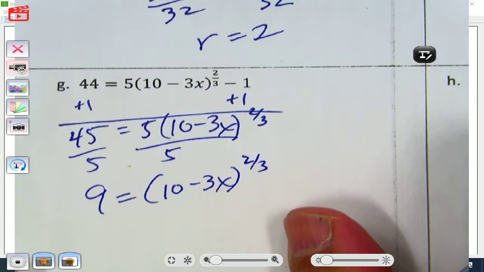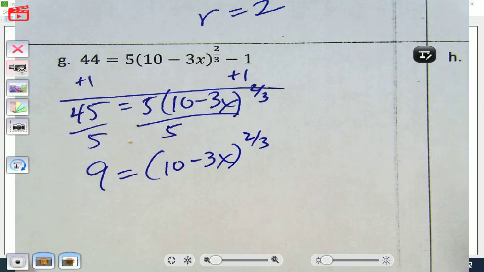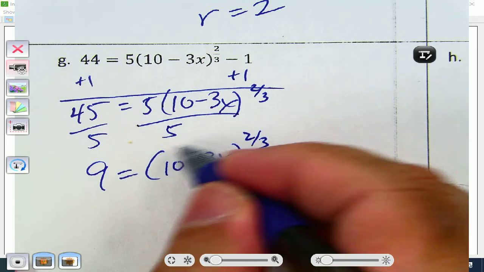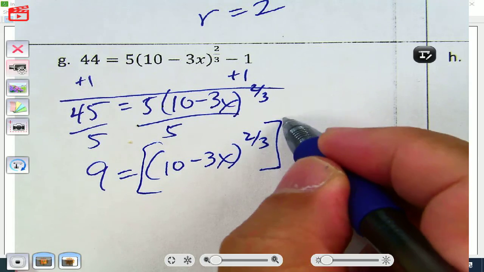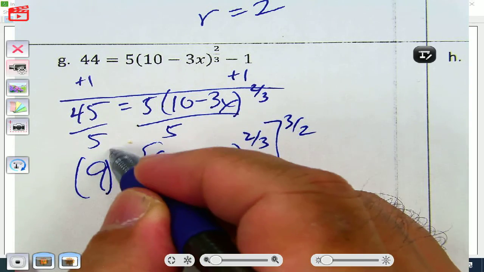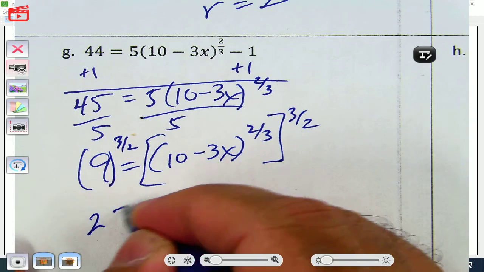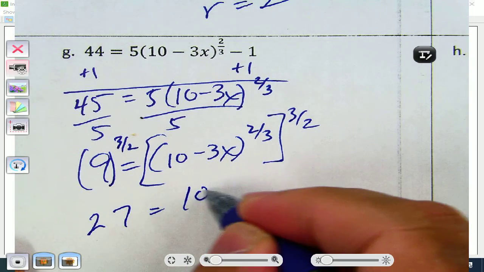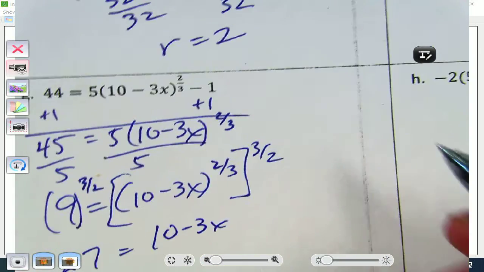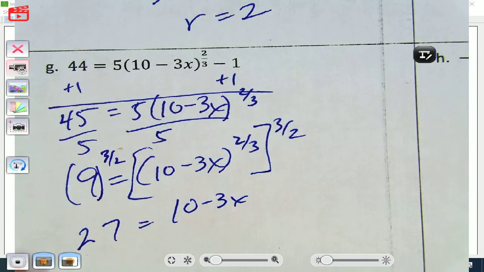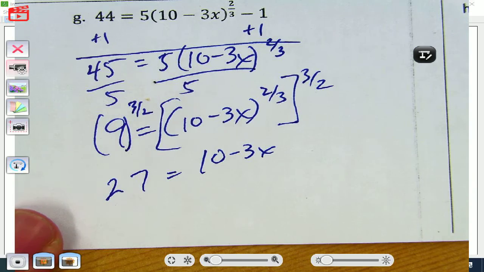All right, we got about 3 more steps. What's the next step? Raise it to 3/2. If you put that in the calculator, you get 27. How are you doing this in your head? Square root of 9 is 3. 3 to the 3rd is 27. Yeah, we saw it. Now we solve.